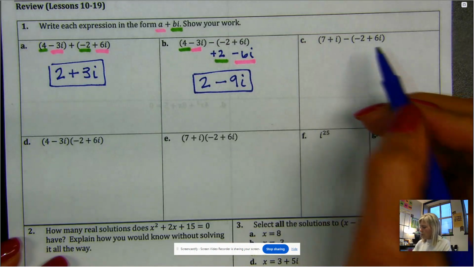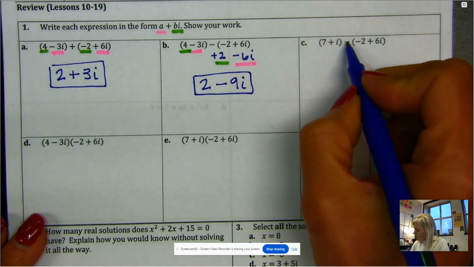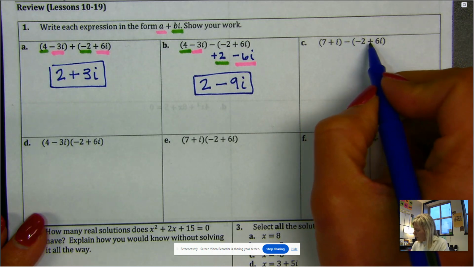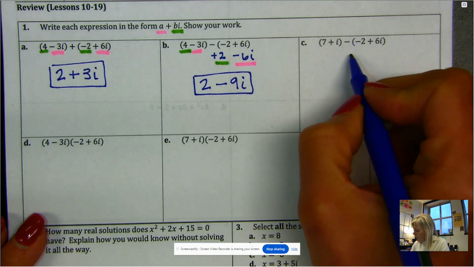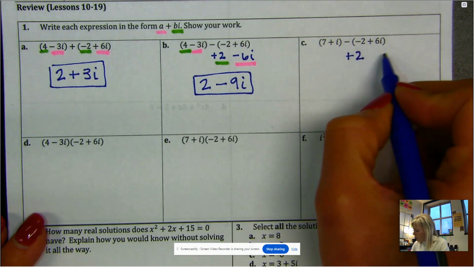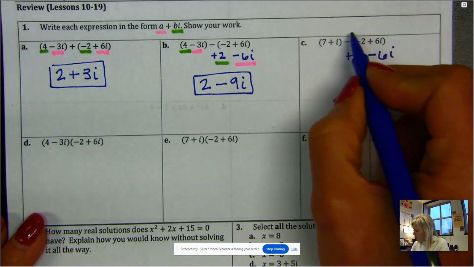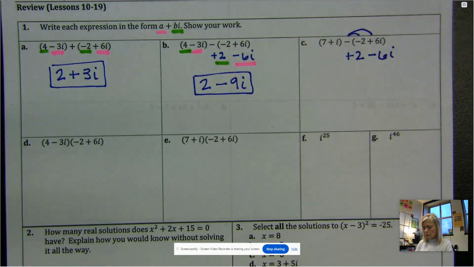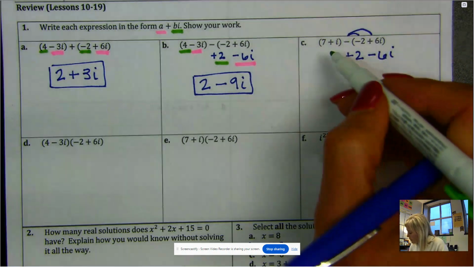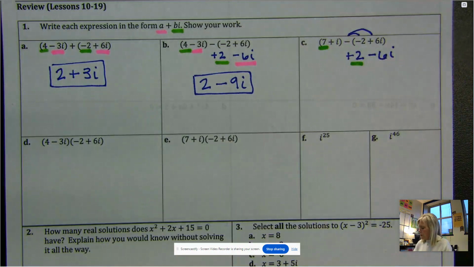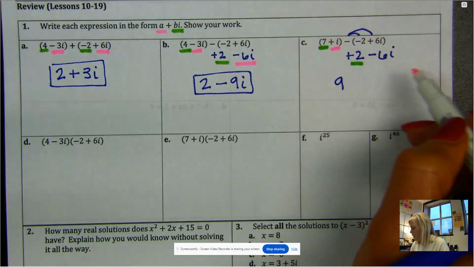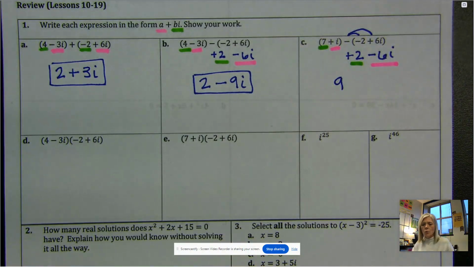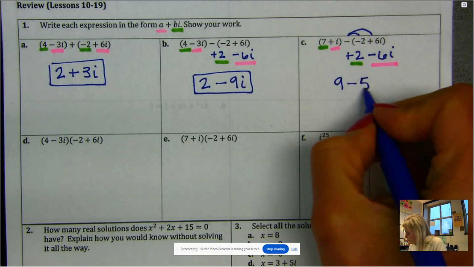The next one is also subtraction. So again, we're subtracting negative 2 plus 6i. So subtracting the negative means you add the 2, but then you subtract the 6i. So we're just distributing that minus sign. Now we've got 7 plus 2. That adds up to 9. And then i is the same as 1i minus 6i. So 1 minus 6 is negative 5. So this is negative 5i or minus 5i.